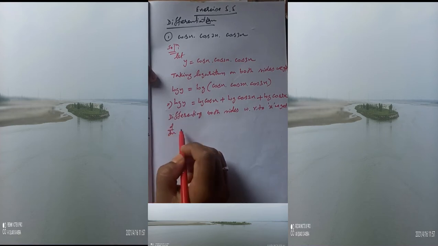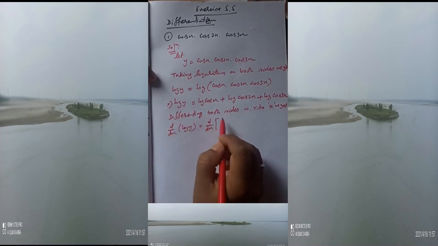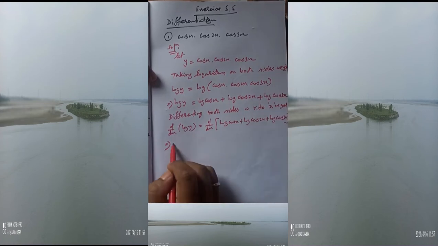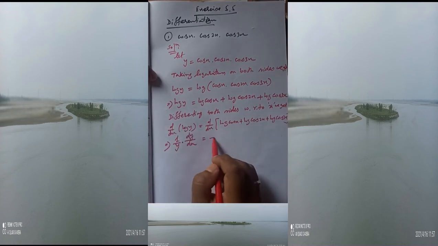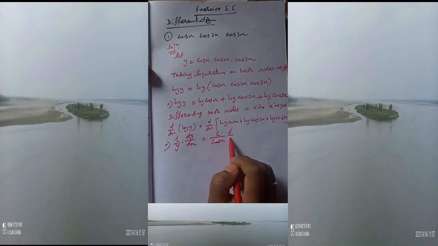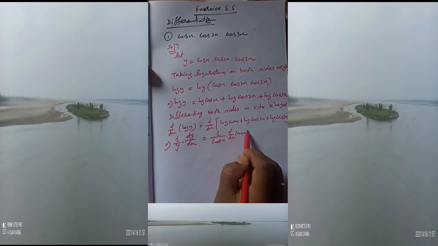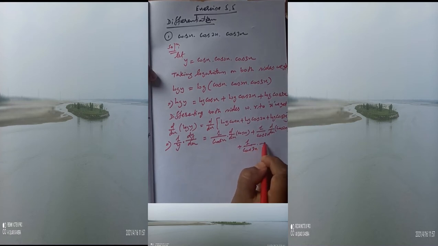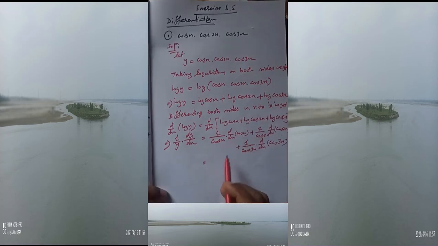So d by dx of log y, this side also d by dx of 2x plus log cos 3x. The derivative of log y is 1 by y, so 1 by cos x times d by dx of cos x, plus 1 by cos 3x times d by dx of cos 3x. d by dx of cos x is minus sin x. We can put minus sin x in the numerator, then below it cos x.